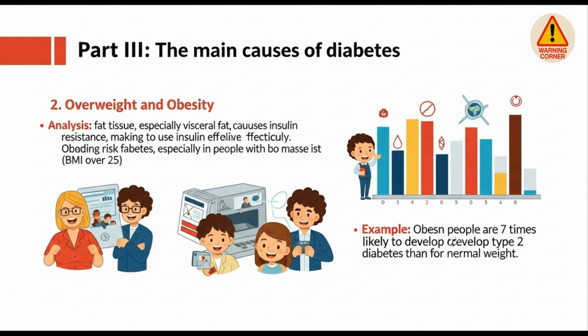Number 2. Overweight and obesity. Analysis. Excess fat tissue, especially visceral fat, causes insulin resistance, making it difficult for the body to use insulin effectively. Obesity is the leading risk factor for type 2 diabetes, especially in people with a body mass index, BMI, over 25. Example: obese people are 7 times more likely to develop type 2 diabetes than people of normal weight.